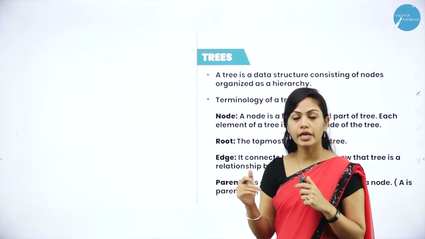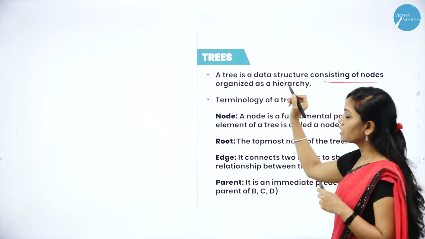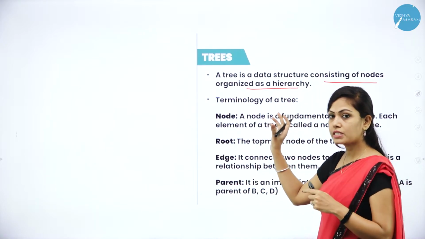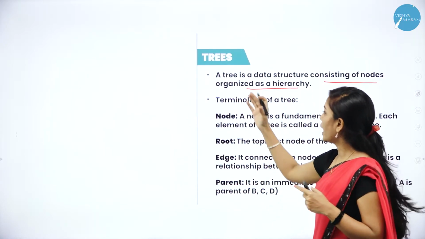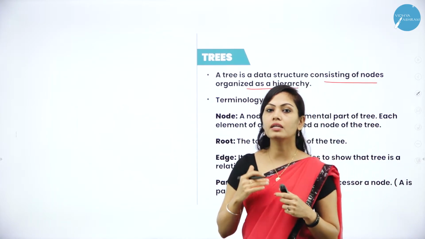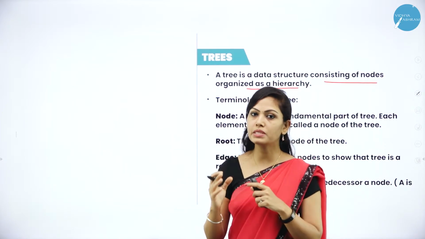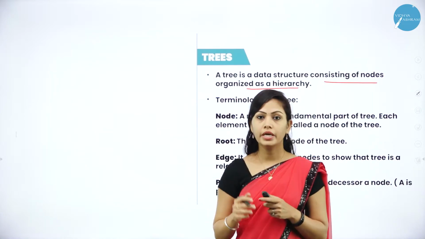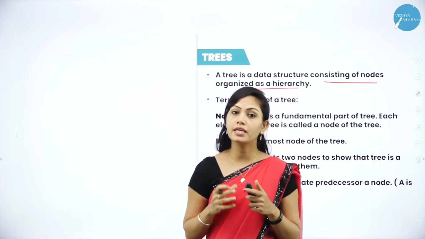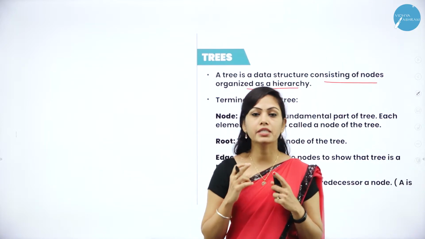So, what is a tree? A tree is a data structure consisting of nodes organized as a hierarchy. It is a nonlinear data structure and it represents hierarchical relationships. A tree naturally stores information in a hierarchical fashion. It is a collection of nodes linked together to simulate a hierarchy.